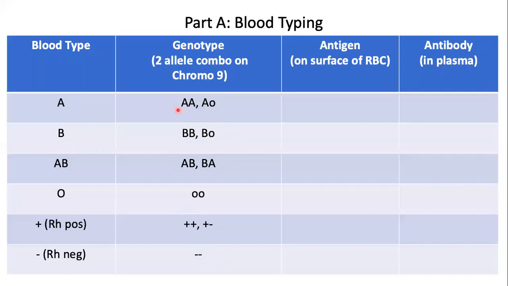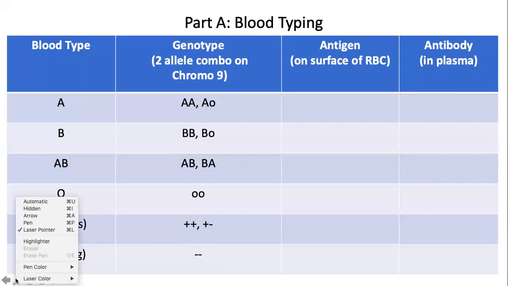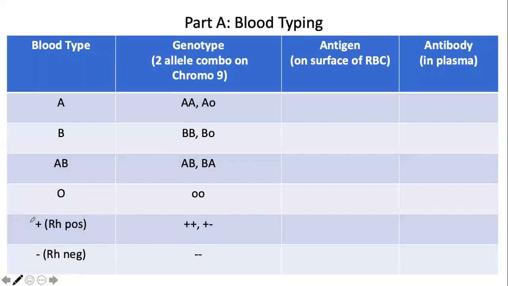So since we have these genes or these codes on our chromosomes, these are actually going to code for the antigens on the surface of the red blood cell. So let me draw you a picture. This is so weird, you guys doing it on a PowerPoint compared to in a classroom on a whiteboard.